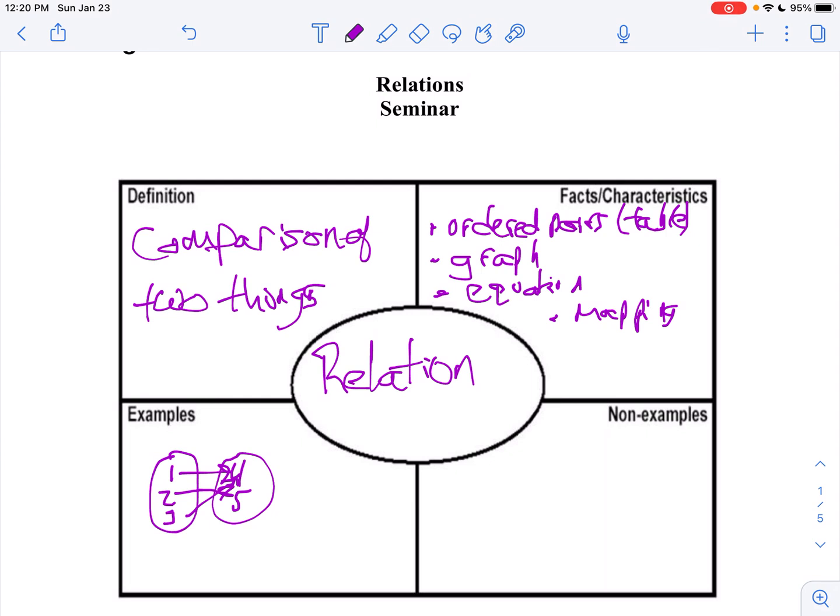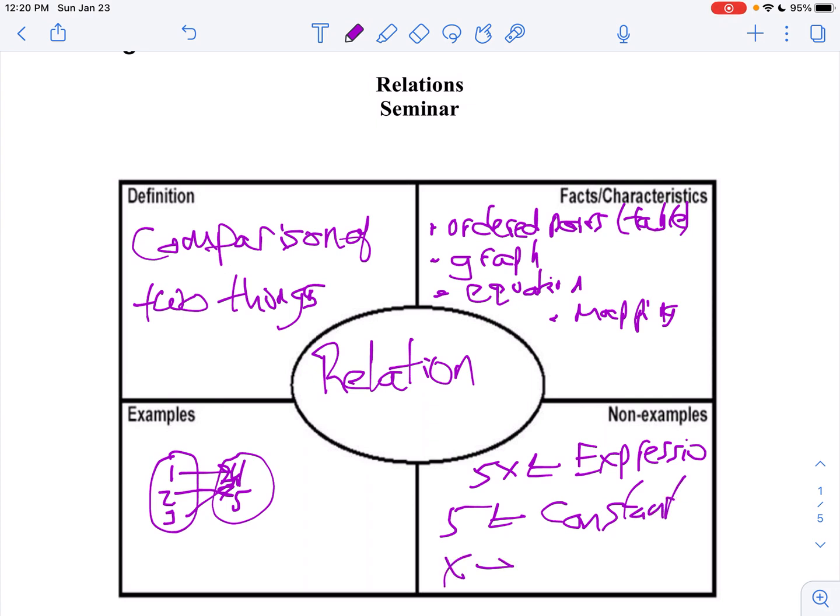What would not be a relation? Well, an expression like 5x. There's only one item, whereas there's only a variable here. We're multiplying by 5, but you're not comparing to 5. So this is an expression. That would not be a relation. The number 5, that would be a constant. That would not be a relation. Or let's say the x, that would be your variable. That would not be a relation.